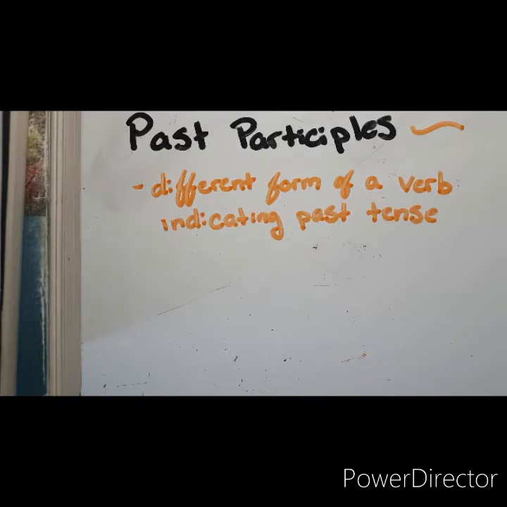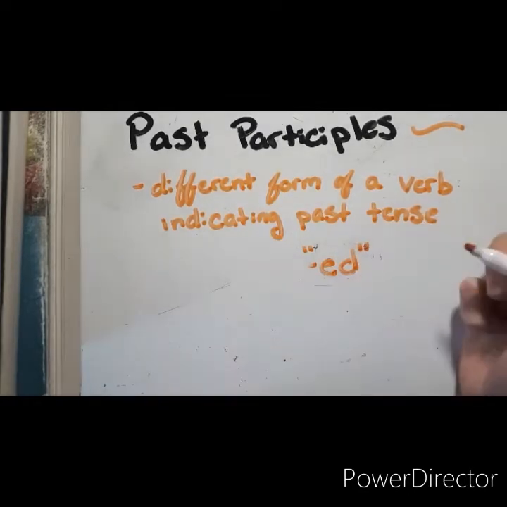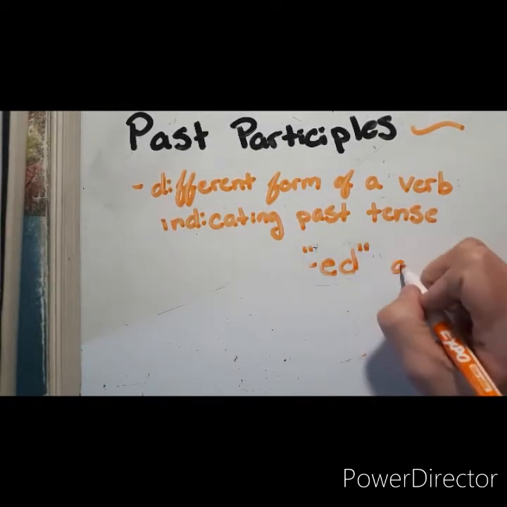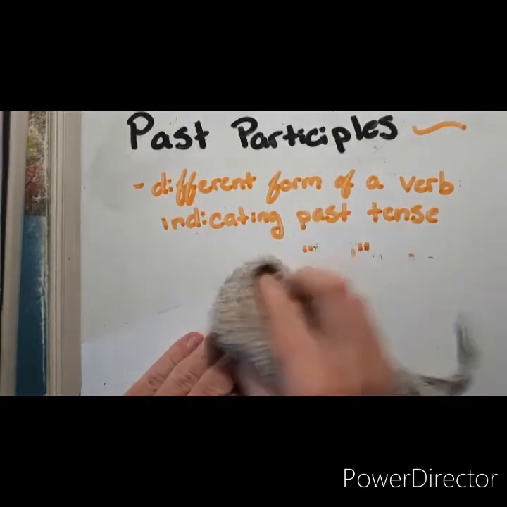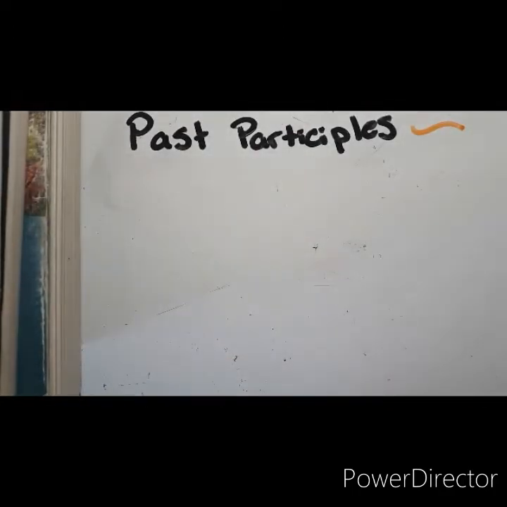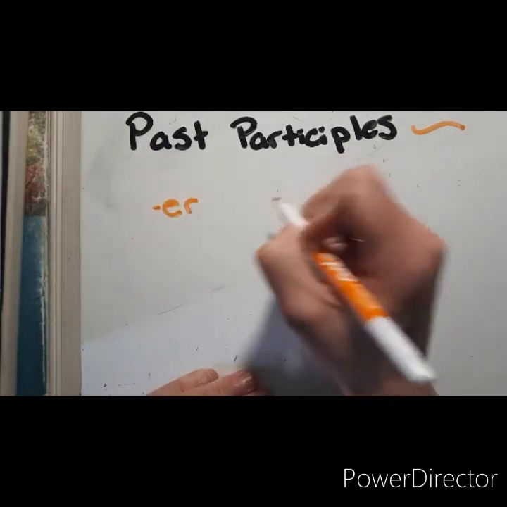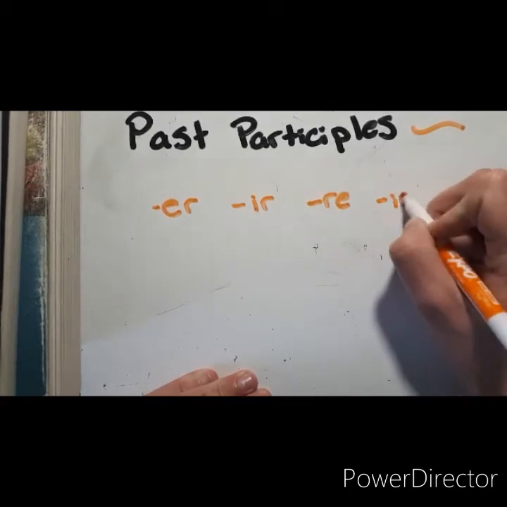What is a past participle? A past participle is a different form of a verb indicating the past tense. In English, like we mentioned, we typically use ed at the end of the verb, although there are many irregularities, such as ate or even said. In French, your past participle will depend on what type of verb you have. In French, we typically have four types of verbs. We have verbs ending in er, verbs ending in ir, verbs ending in re, and then we have our irregular verbs.